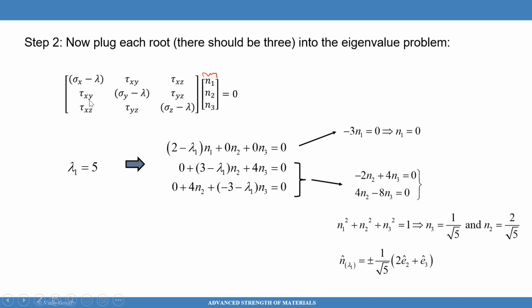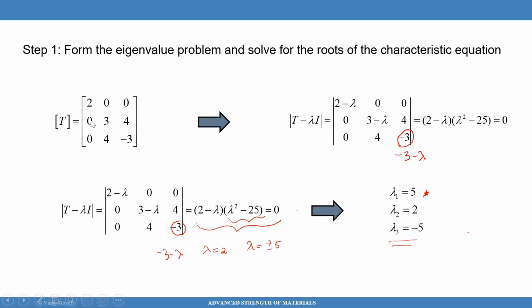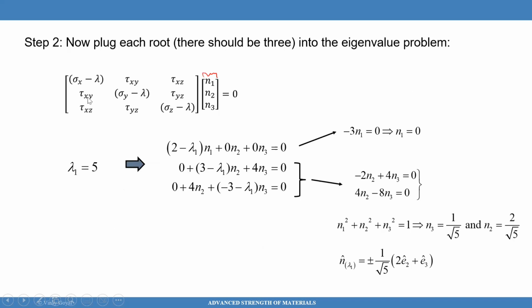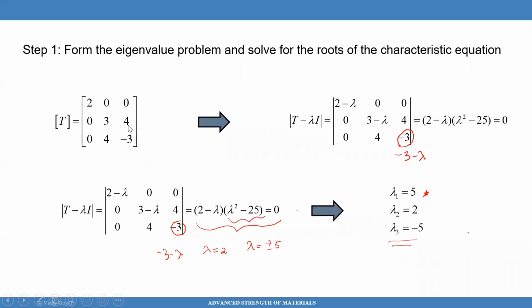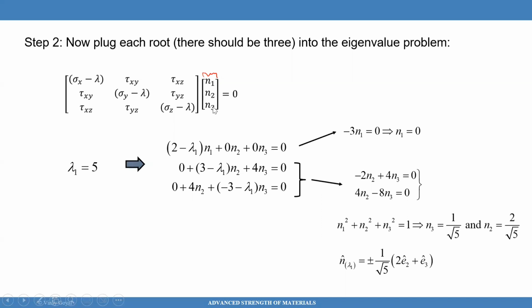The second equation is tau xy is 0, right? So that's 0. Sigma yy was 3. 3 minus 5 is minus 2. Minus 2 and 2. And tau yz was 4, if you recall, right here, 4. So then I have 4 times n3. That's my second equation. And I plug in finally 5 on the bottom equation. So I have tau xz is 0, as you can see here.